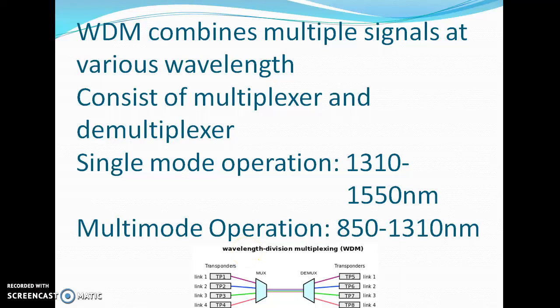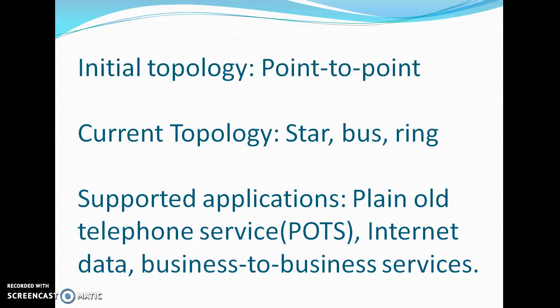The single mode operation for WDM is 1310 to 1550 nanometers, whereas the multimode operation is from 850 to 1310 nanometers. Initially, WDM was employed as a point-to-point technology, but has since evolved to star, bus, and ring networks, including arbitrarily connected mesh networks utilizing intelligent network elements such as reconfigurable optical cross-connects or reconfigurable optical add-drop multiplexers, commonly known as ROADMs.